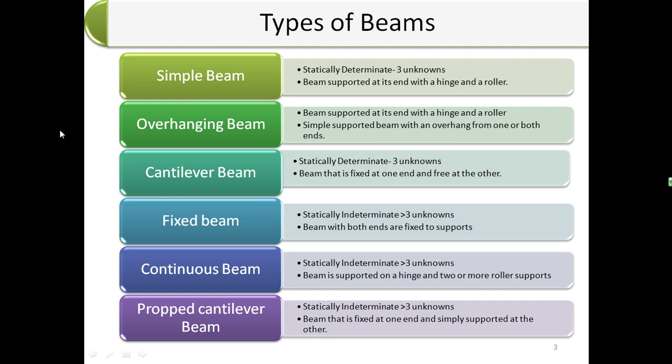And next is a propped cantilever beam. Already we have seen a cantilever beam, which is a statically determinate one, where one end is fixed and the other end is free. Now this is a propped cantilever beam, where one end is fixed, where horizontal force, vertical force, and the moment are the three unknowns, and the free end is supported. The free end is simply supported, so there will be another unknown. So the number of unknowns in this propped cantilever will be more than 3, hence it comes under the category of statically indeterminate beams.